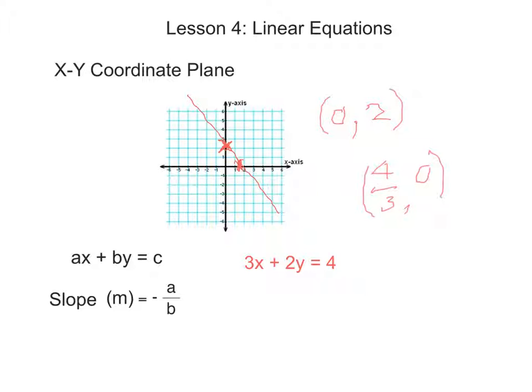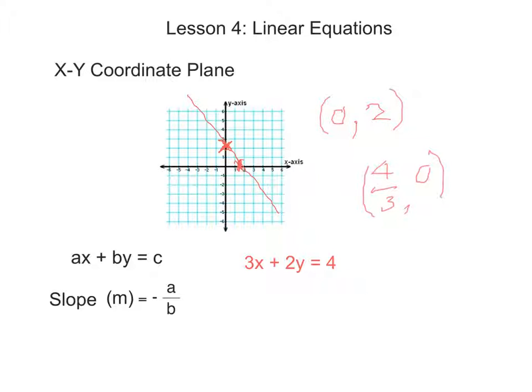Now if we use our general form of the linear equation, ax plus by equals c, by definition, the slope is equal to minus a over b, okay? So by definition, the slope of a general linear equation, ax plus by equals c, is minus a over b.